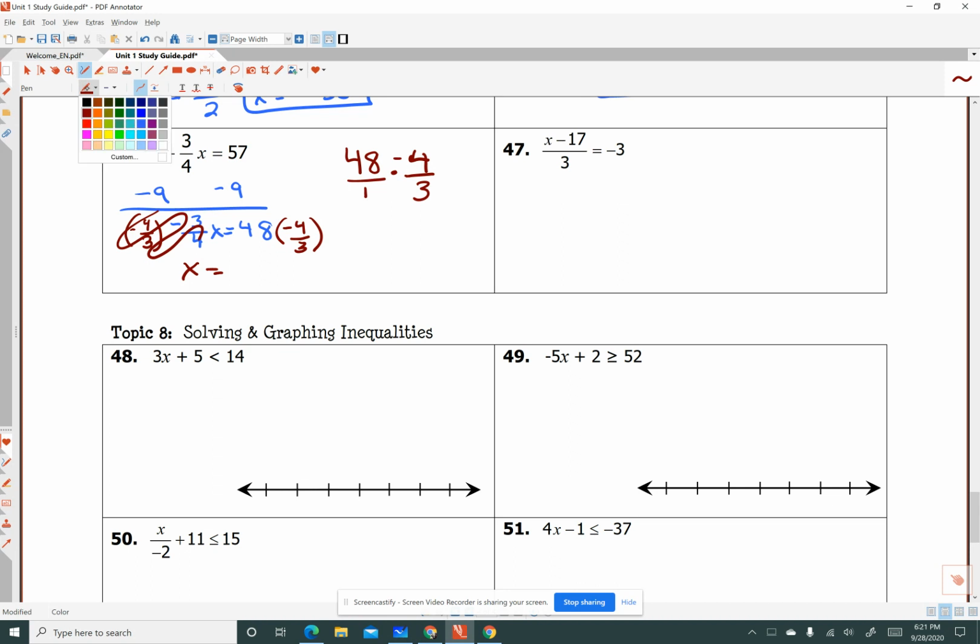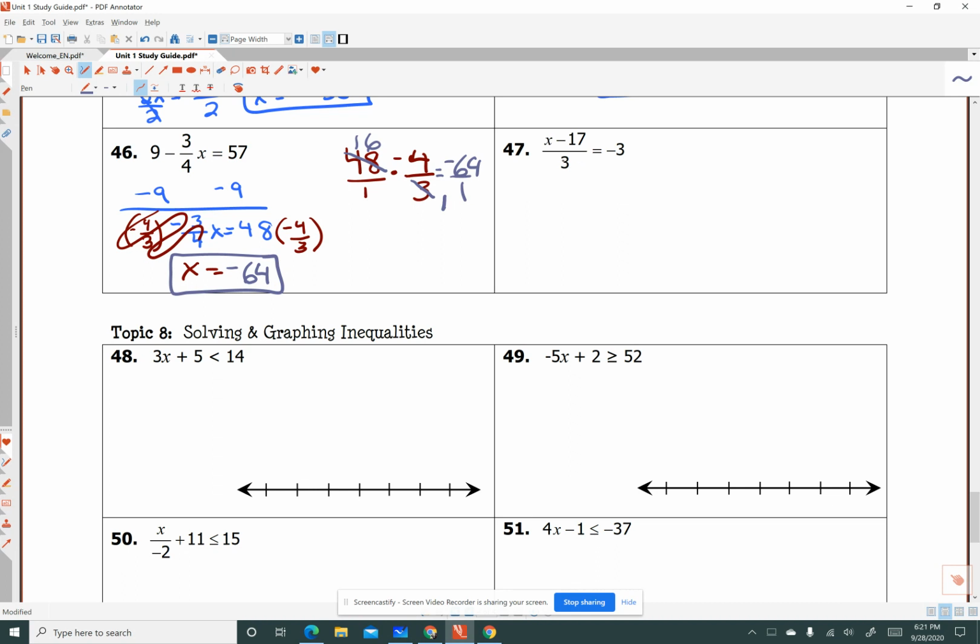Well, I see an opportunity to cancel, so I'm going to do that. 3 goes into itself one time. 3 goes into 48 16 times. So now I'm going to have a denominator of 1, which is what I want. 16 times negative 4 is negative 64. Negative 64 over 1 equals negative 64.